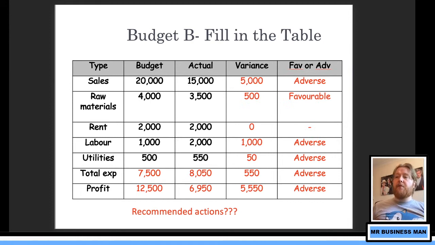Recommended actions for these. This is the kind of thing you'll do in the exam when they ask, what do you think we should do? What can we see? It's been a lot more expensive to do things than we thought.